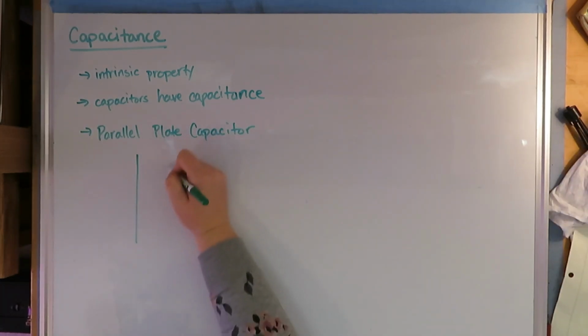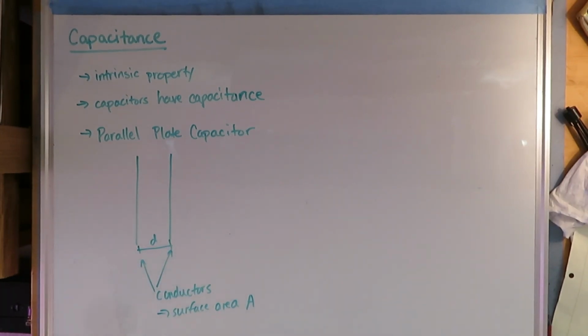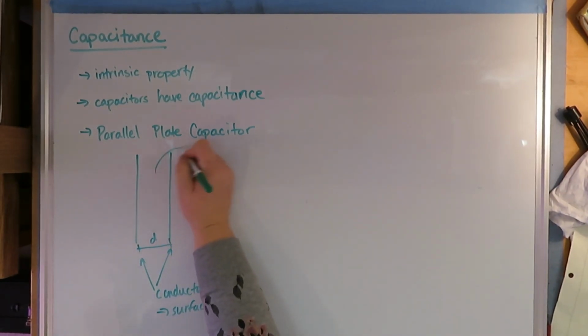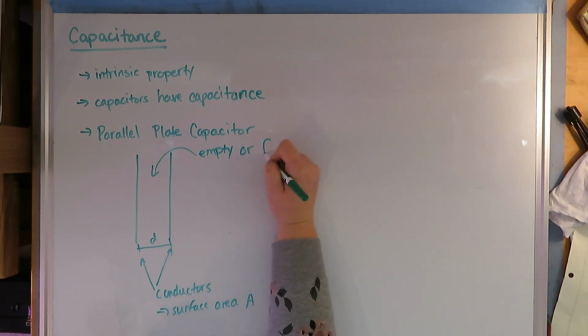You're going to have these two conducting plates, and they are going to have a surface area A, like I showed in the previous picture. And they are going to be separated by a distance of D. So they're going to be fixed in place somehow. The space in between the plates can either be empty or it can be filled.